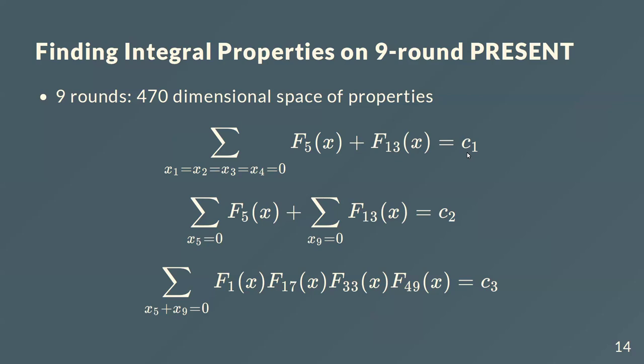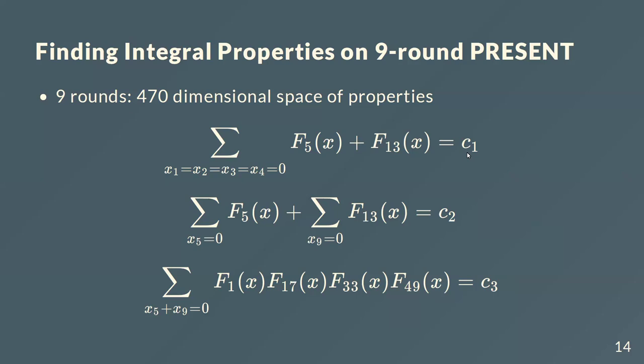So I brought some examples here. For example, present on 9 rounds has an integral property with 2 to the 60 data, where a single bit sums to 0 modulo 2. What we show is that for the same input set, there is actually a sum of 2 bits that is also always constant, independent of the key.